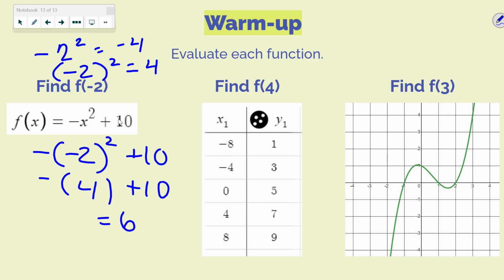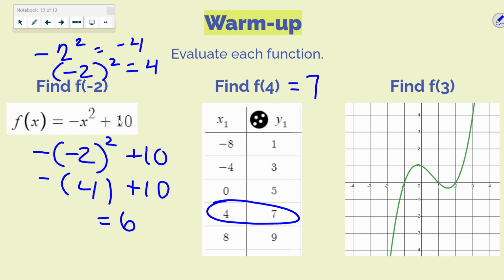Next up with our table, finding f of 4. What does 4 represent? What value? X value. So if I go to where x is 4 here, what's the output? 7. Great job. So all I want for you to say is the output is equal to 7.